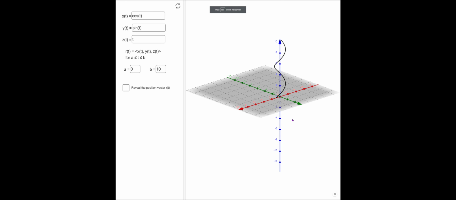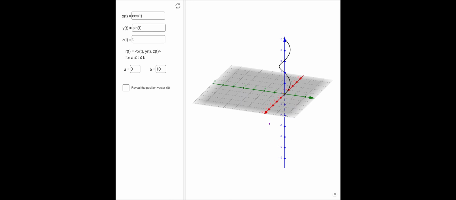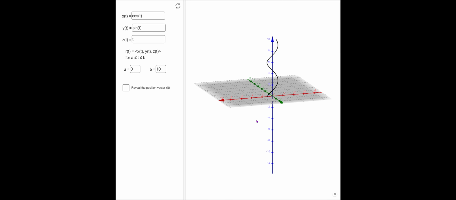Okay, so in three-dimensional space, this red direction over here is the x direction. The green over here is your y direction, and this blue over here would be the z direction.